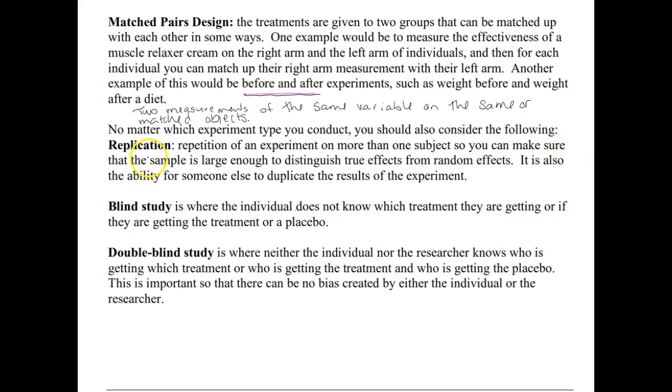So the first thing here listed is replication. So this is repetition of an experiment on more than one subject, so you can make sure that the sample is large enough to distinguish true effects from random effects. It's also the ability for someone else to duplicate the results of the experiment. So it's always funny to go out and look at elementary school science fair projects, especially ones where they do plants, where they'll plant one plant and not talk to it, and they'll plant another plant and they'll talk to it, and then the one that they talked to grew taller because it's lacking replication.